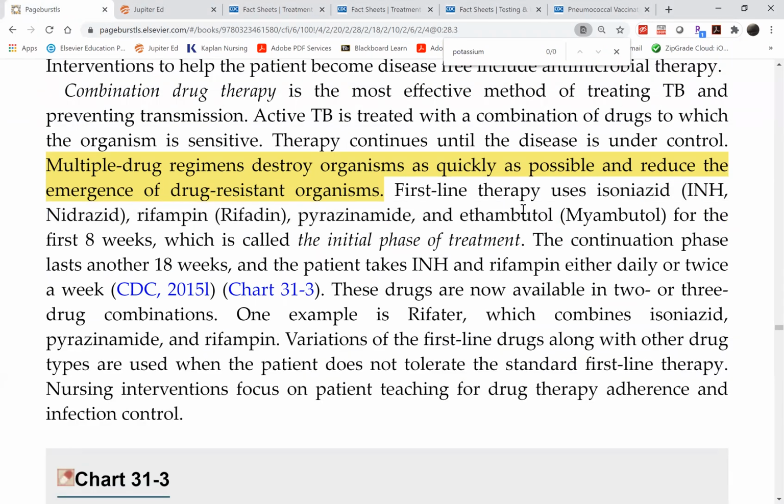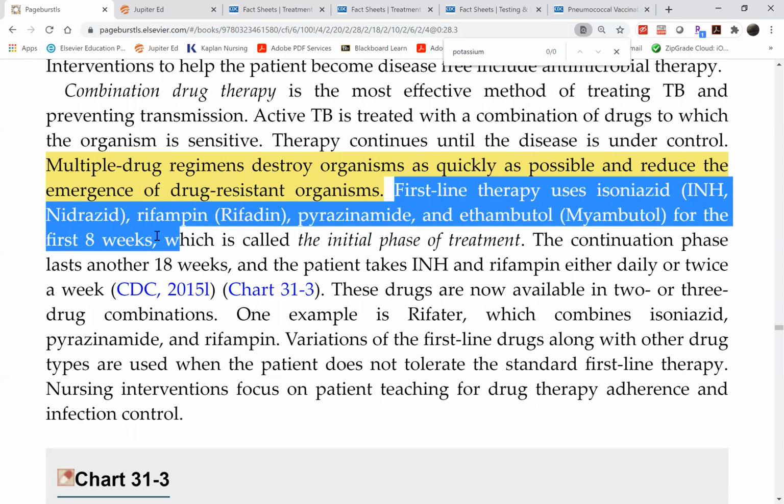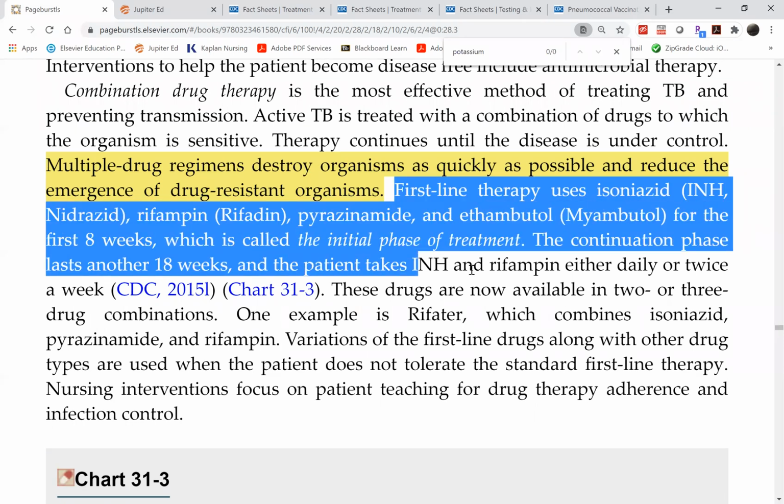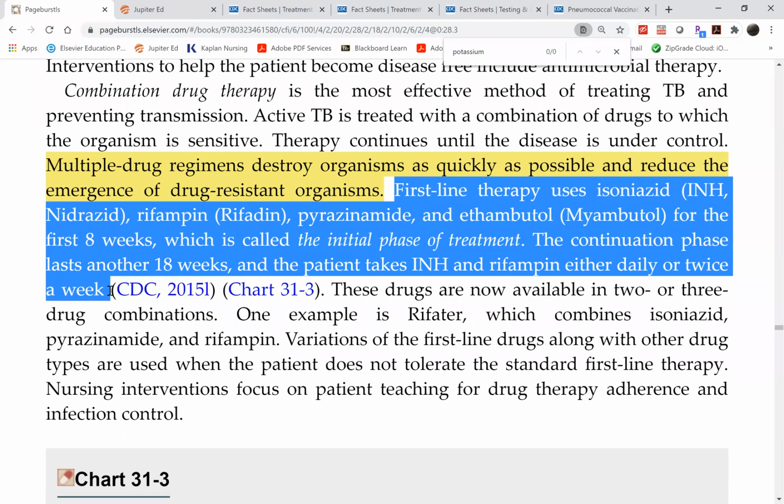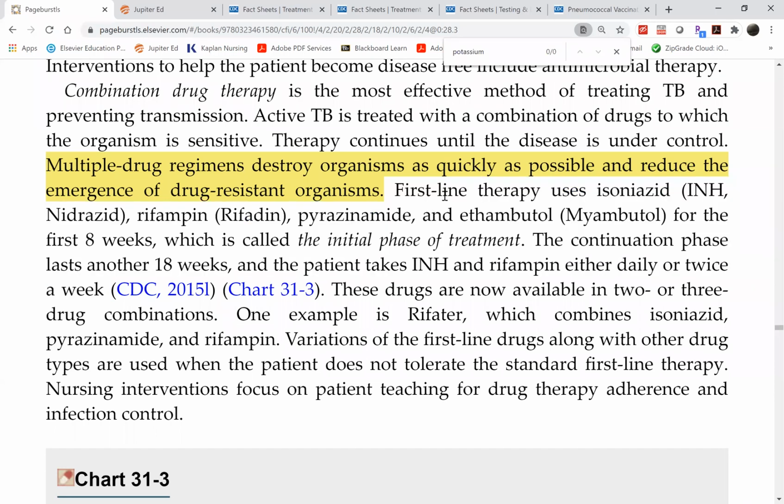All right. So that one is clearer, although they mention it here for 8 weeks and then 18 weeks. If this makes sense to you, then don't bother with the CDC website. I just prefer that one because that was clearer. So again, 4 drugs for 8 weeks, which is the initial phase, and then the continuation phase, which is another 18 weeks, you're down to 2, INH and rifampin only. All right.